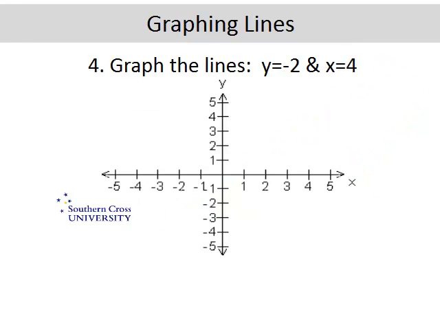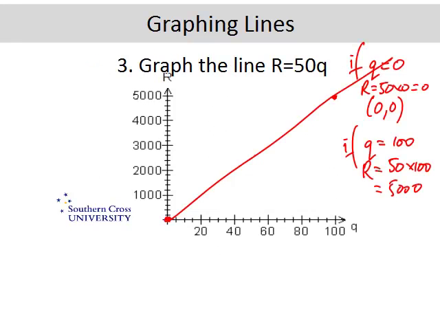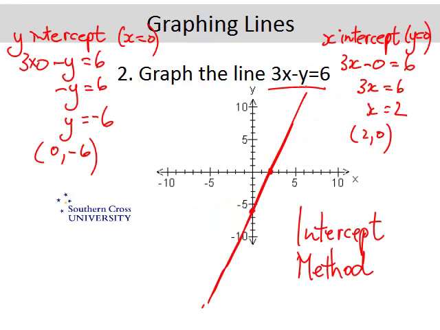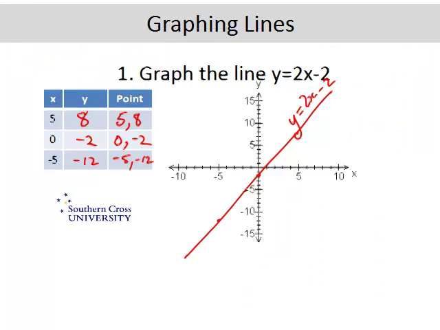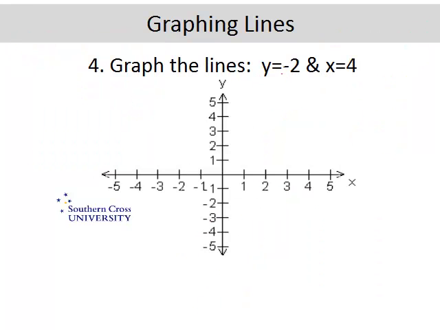Okay, and one more. These are just special situations. We need to graph the lines y equals -2 and x equals 4. Now, if you look at all the other lines that we've done, we've had a variable on both sides, or 2 variables involved. But with this particular one, we've only got y equals -2, a number. There's no other variable. And x equals 4. There's only one variable. So these are special. They sort of are different.